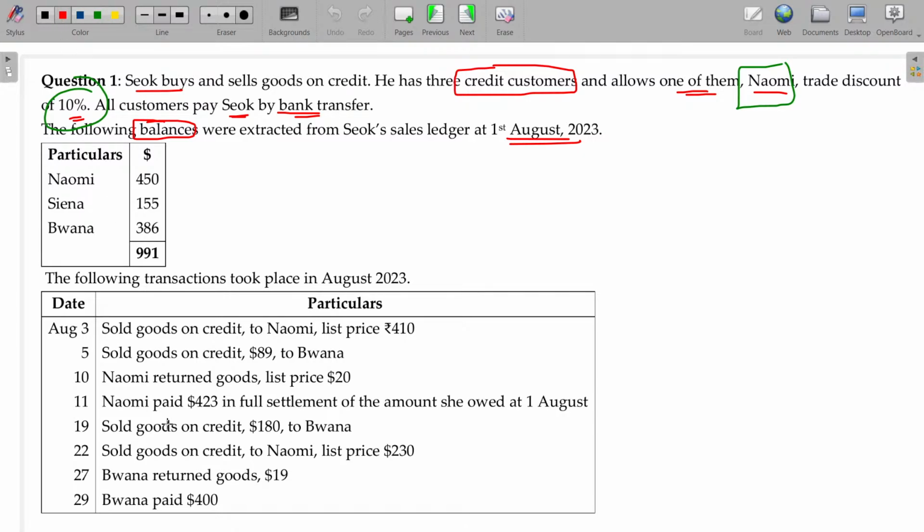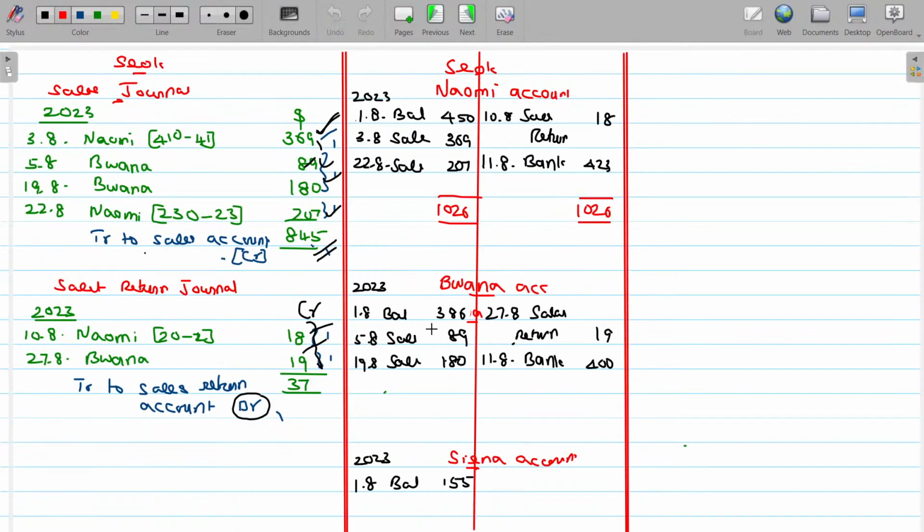See, Naomi paid 423 in full settlement of the amount she owed on 1st August. What's the amount owed by Naomi? 450, but only 423 is paid. 27 rupees is now offered as a discount. Okay, I may name this discount here. That reduces the balance recoverable from them, 27.